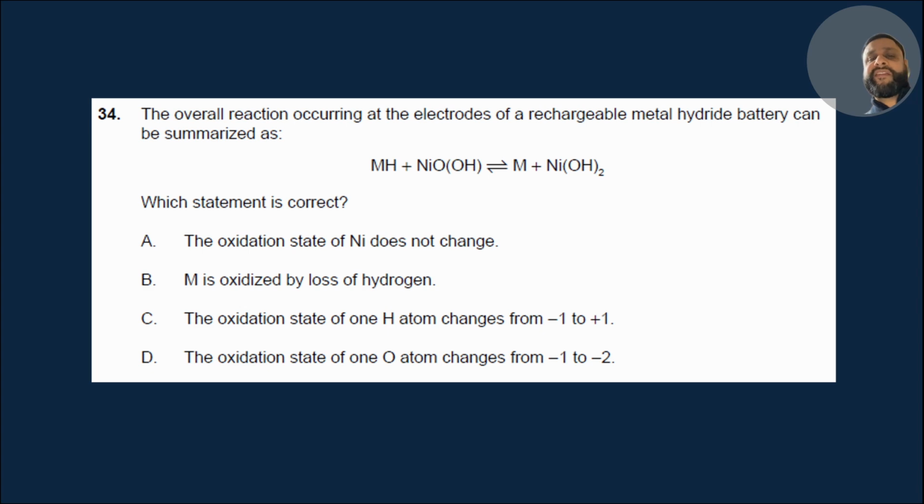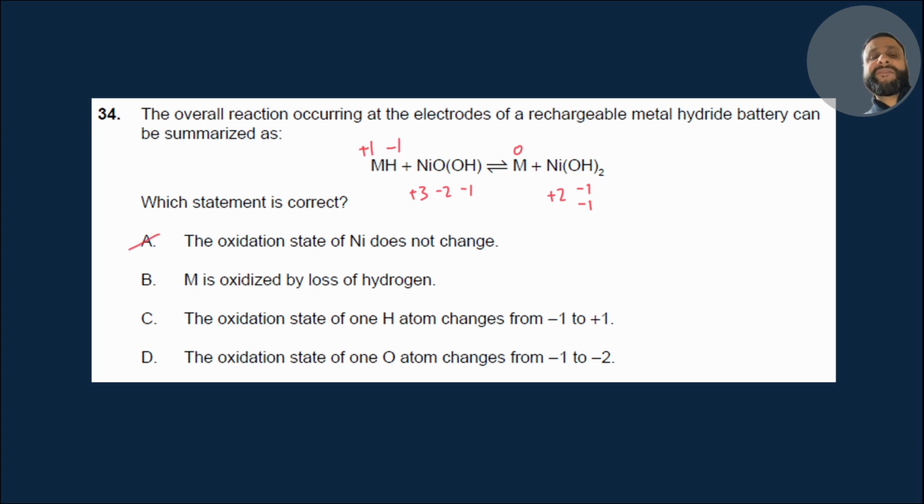The overall reaction occurring at the electrodes of a rechargeable metal hydride battery can be summarized as follows. Which statement is correct? The oxidation state of nickel doesn't change, so let's assign the oxidation states. MH, we have a metal hydride, so hydrogen will be -1 here and metal will be +1. And on the product side, metal will be 0. And OH, so we have -1, -1, and nickel is +2 here. We have -1, -2, so nickel is +3 here. So the oxidation state of nickel doesn't change? No, it does change. So that is not the option.